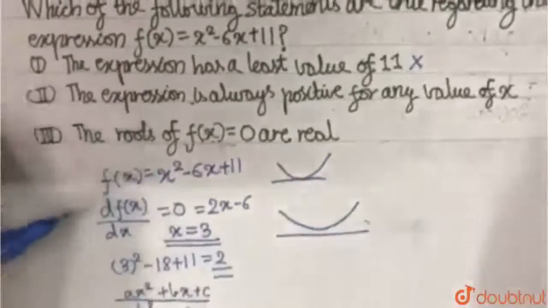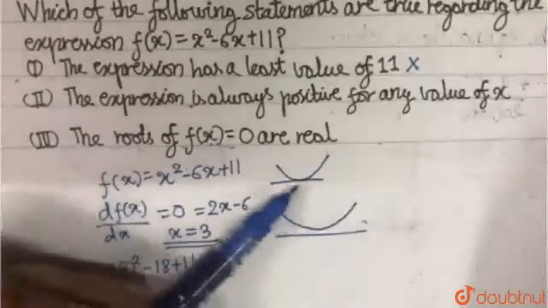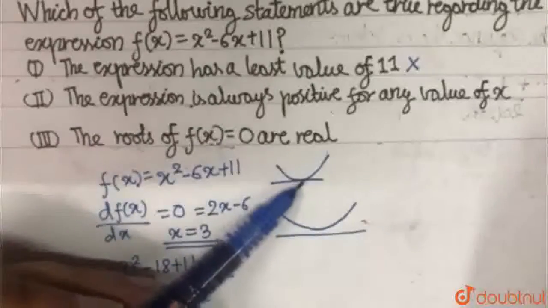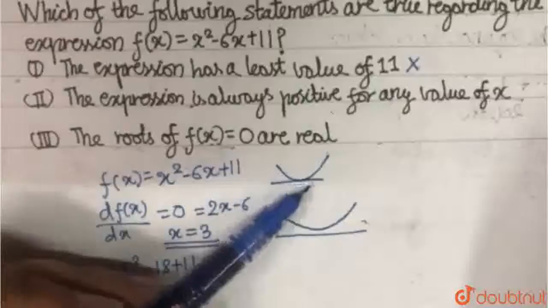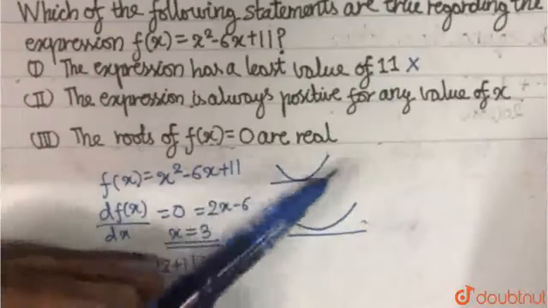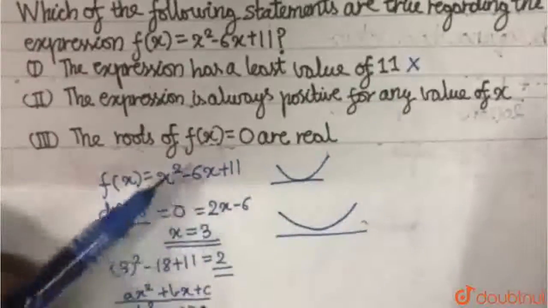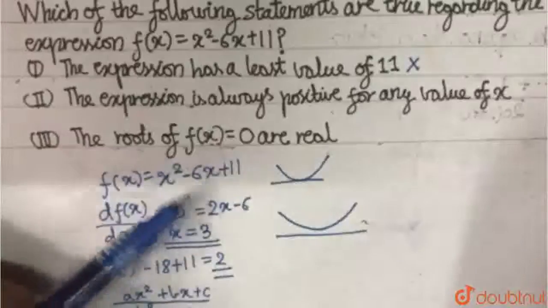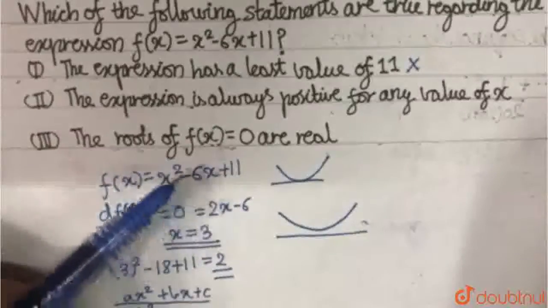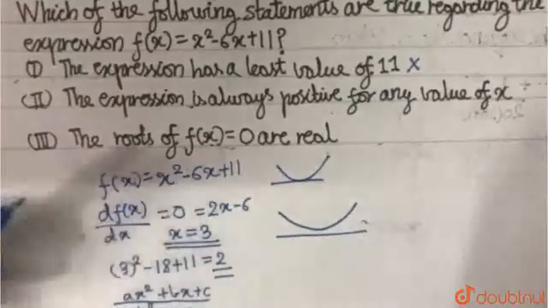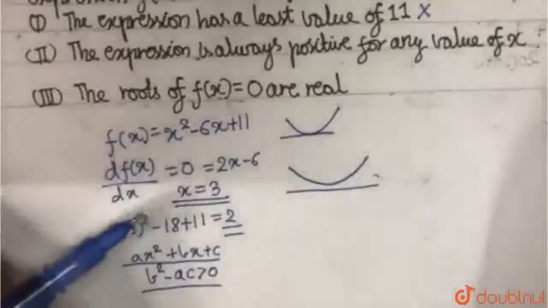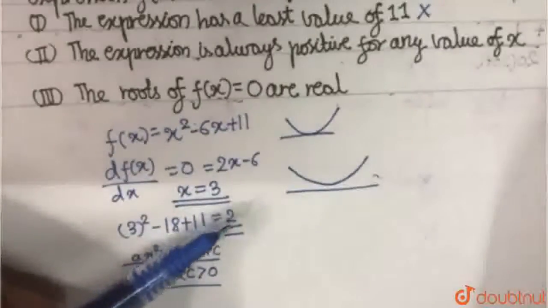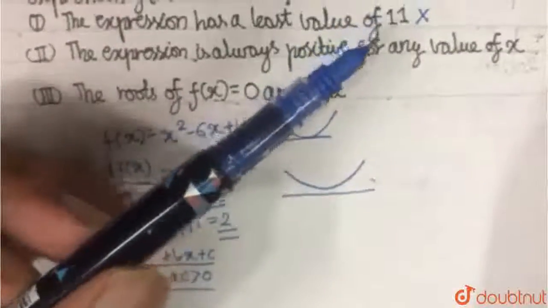So we differentiate this to find the minima, which will be the lowest point on the graph, and the corresponding value will be the minimum value of the whole expression. So we differentiate it, so it becomes 2x − 6. On differentiating, x² becomes 2x and 6x becomes 6, so we get x = 3. So at x = 3 we find the value, and we get the value equal to 2. So the statement says 11 is not the least value, the least value is 2.